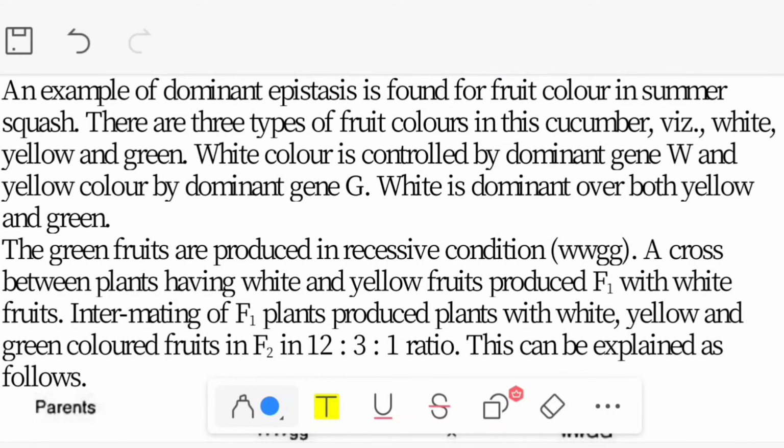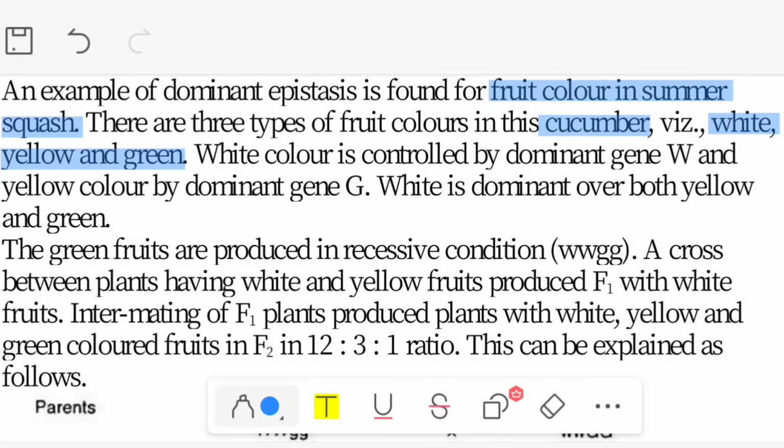Now the example of dominant epistasis is found in the fruit color of summer squash. The scientific name of summer squash is none other than Cucurbita pepo. So here we have 3 major fruit colors in Cucurbita pepo: white, yellow and green.